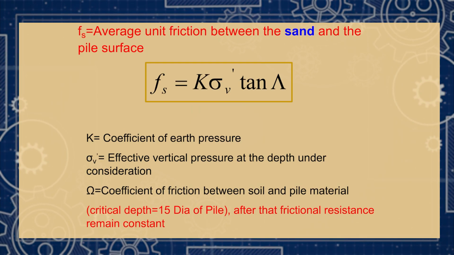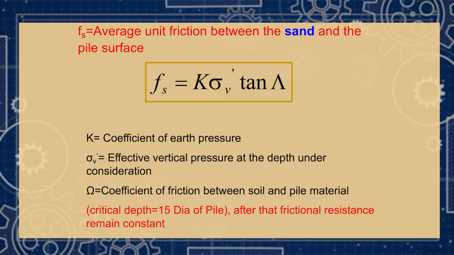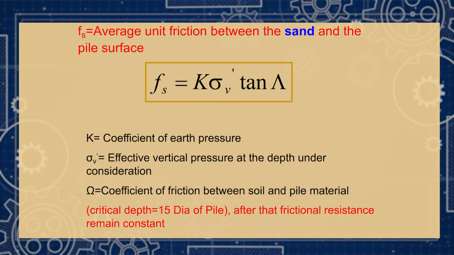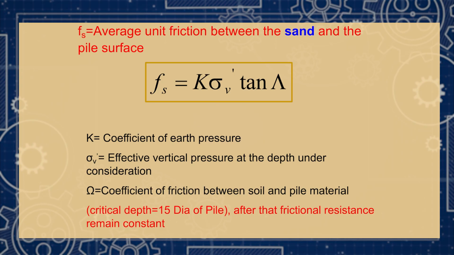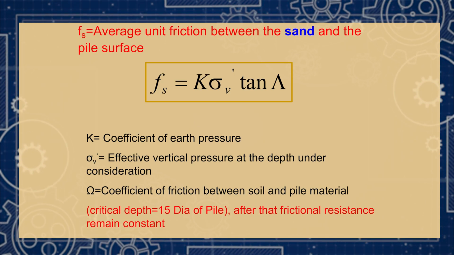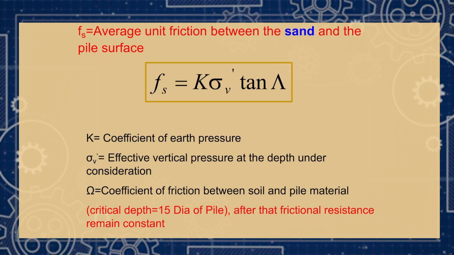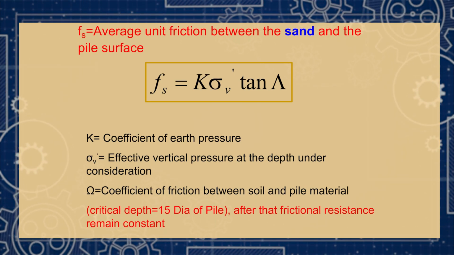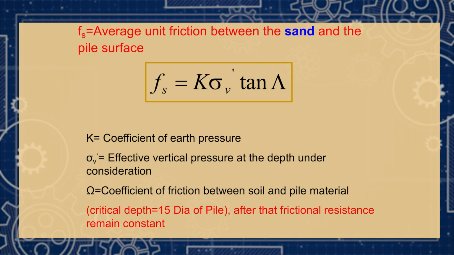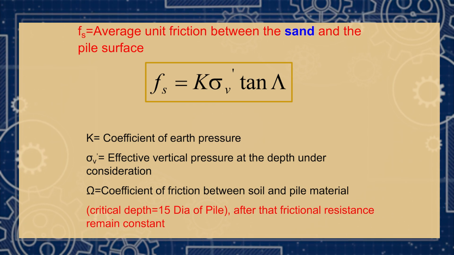How will you calculate Fs? K into sigma V into tan delta. K is the coefficient of earth pressure, sigma V is the effective vertical pressure at the depth under consideration, and delta is the coefficient of friction between the soil and the pile material. Generally the critical depth will be 15 times the pile diameter.